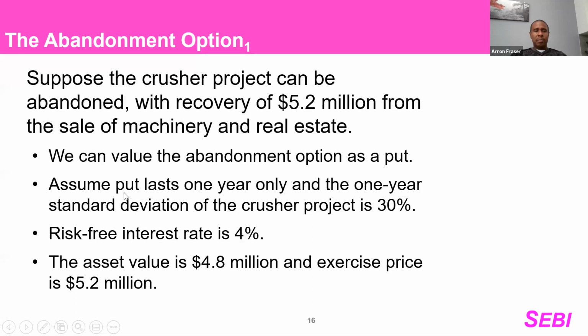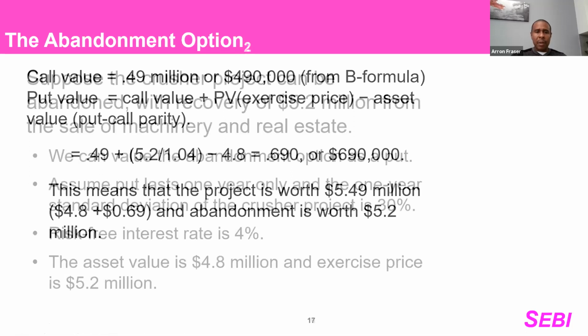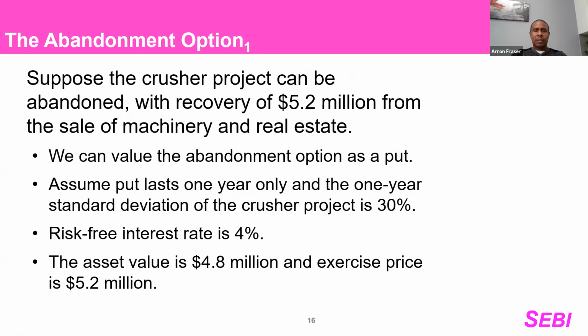Then you also assume the put lasts 1 year only, and the 1 year standard deviation of the crush is 30%. The risk-free interest rate is 4%. The asset value is 4.8 million, and the exercise price is 5.2 million. So all these facts are shared with you. So the call value would be 49.49 million, and that comes from the B formula.